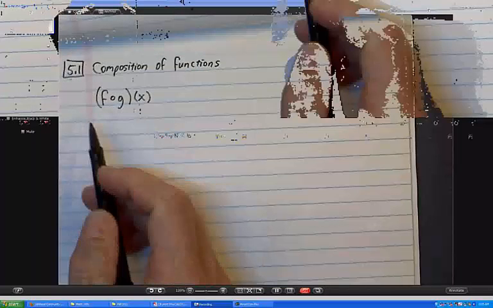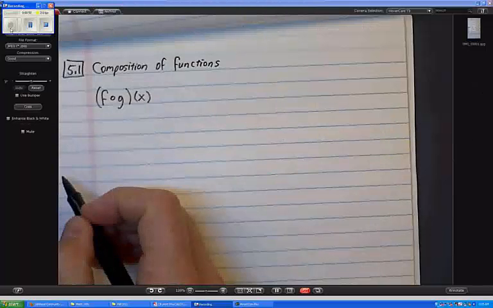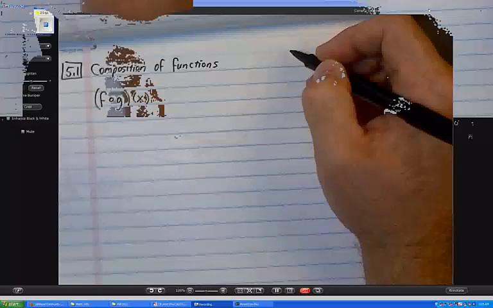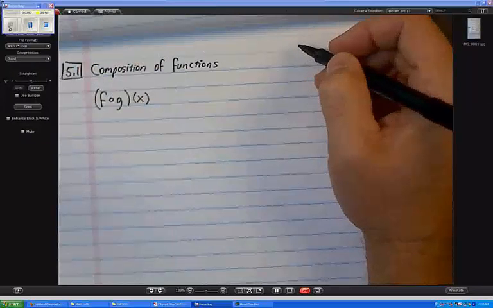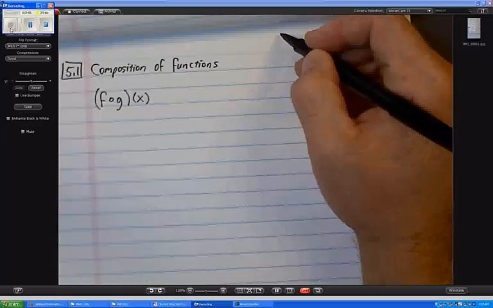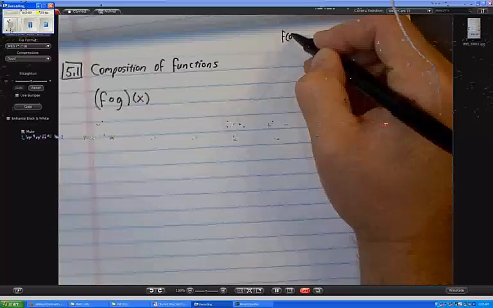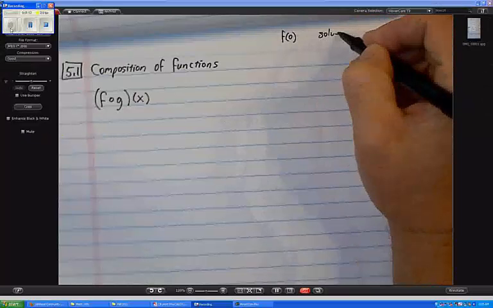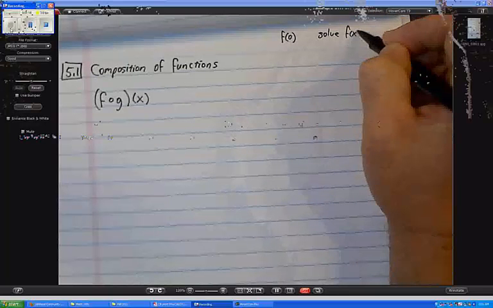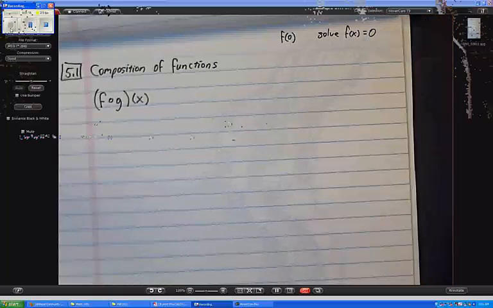Matter of fact, it's kind of like something else you can do with functions. What have we learned how to do with functions so far? Yep, we learned how to, I would call that evaluate them, right? You can substitute in a number. So for example, last time we found f of 0, and we also know how to solve f of x equals 0. Right, and so this gives us the intercepts, if we're thinking of it as a graph.